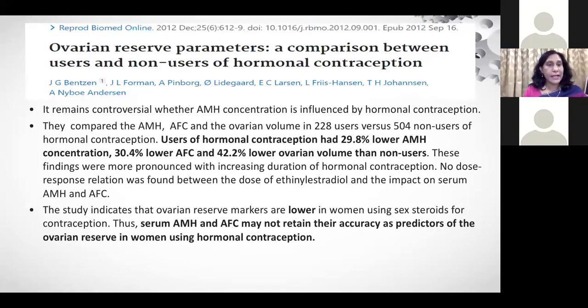In another study, they also found that users of hormonal contraception had 29.8% lower AMH concentration, 30.4% lower AFC, and 42.2% lower ovarian volume than non-users. So this study indicates that ovarian reserve markers are lower in women using sex steroids for contraception. Thus serum AMH and AFC may not retain their accuracy as predictors of ovarian reserve in women using hormonal contraception.